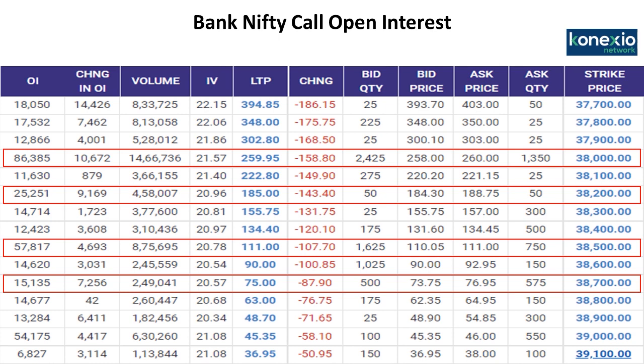It is just between 20.5 to 21.5. So here you can clearly see there has been strong writing in these Bank Nifty call options of out of the money strike prices. Because of this shooting up of implied volatility, as I said, a sharp pullback cannot be ruled out. So a pullback can come.